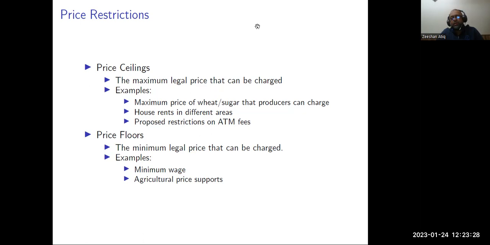Similarly, landowners are not allowed to charge more than a certain rent in some districts and areas. And similarly, the government restricts banks from imposing ATM fees above certain levels.